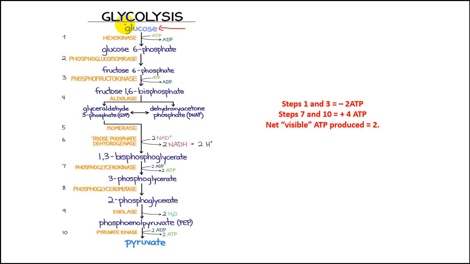These are the steps. So like we have said, in steps 1 and 3, 2 ATPs were used. In steps 7 and 10, 2 ATPs each were produced. So you will be clear about how much ATP is utilized. The net ATP produced is 2. So finally what we will obtain by the cycle is 2 ATPs. This is the basic idea of the glycolysis cycle.